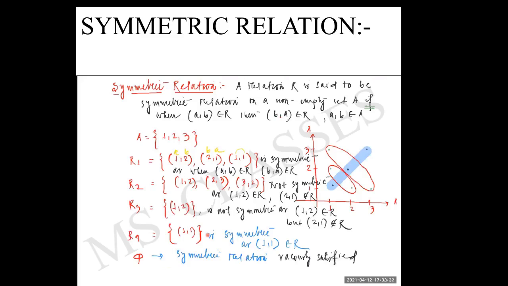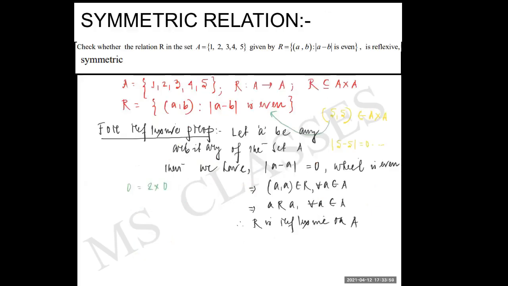So remember this one. What is the basic thing? If you have an element a comma b in R, after that if you have b comma a, symmetric. If you don't have b comma a, not symmetric. And if you cannot have this a comma b in R, then you have to accept it is symmetric. Okay. Now let us move on to the next thing. This one, symmetric property.